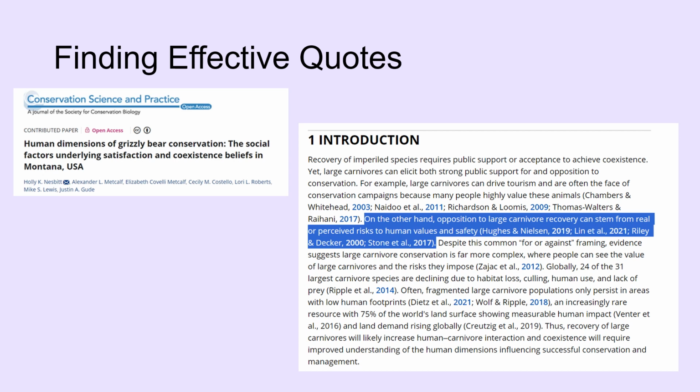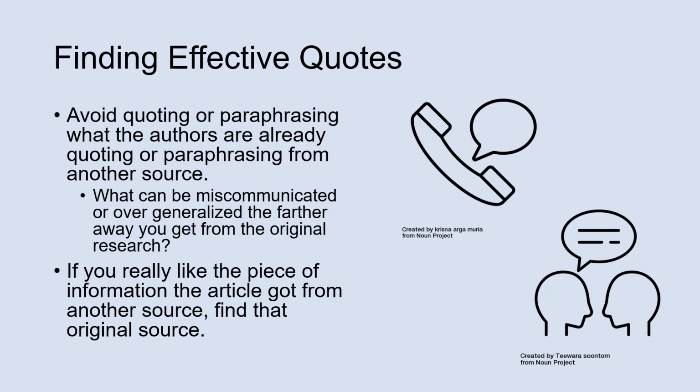However, I'm going to caution against this for the reason of this in-text citation you see at the end of that sentence. That tells me that this information comes from other scholarly research. In general, we want to avoid quoting or paraphrasing what authors are already quoting or paraphrasing from another source.